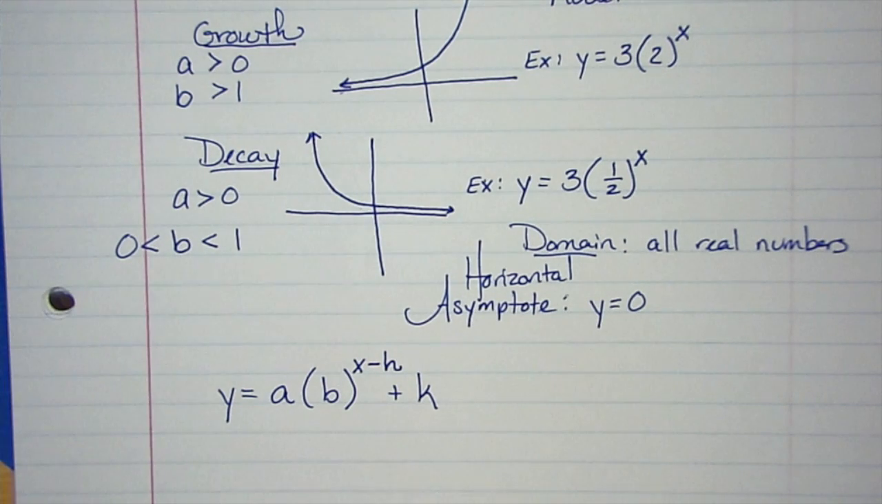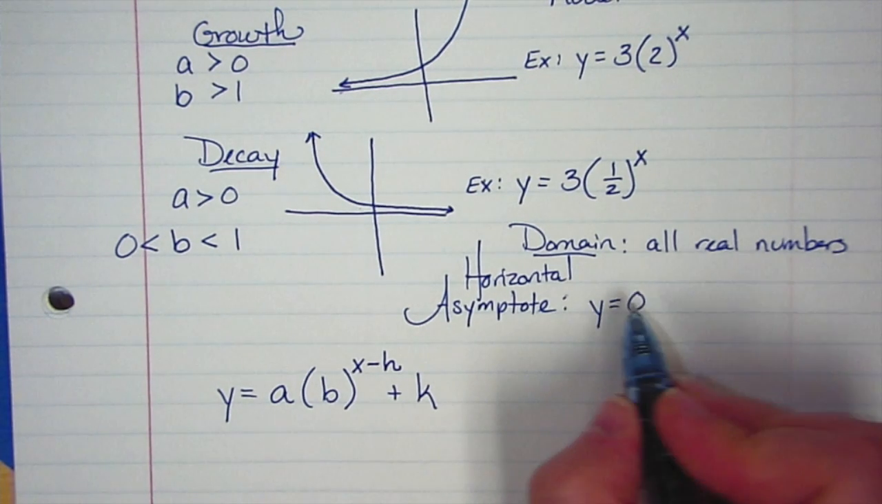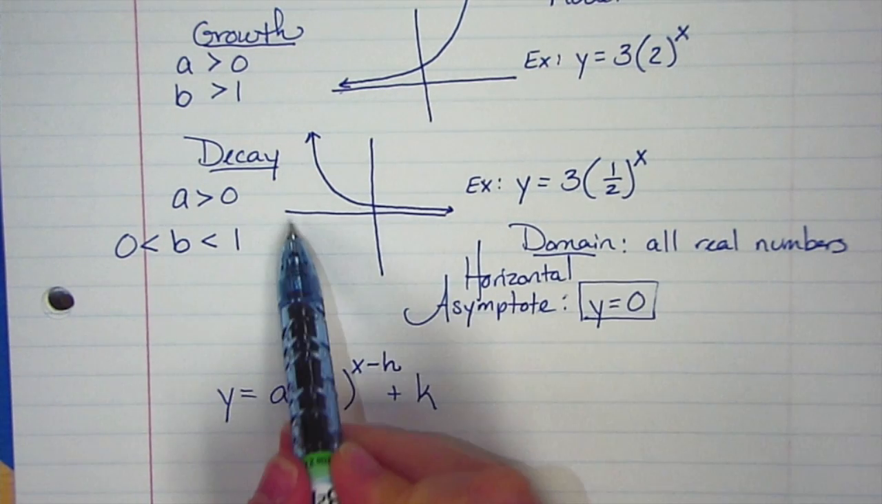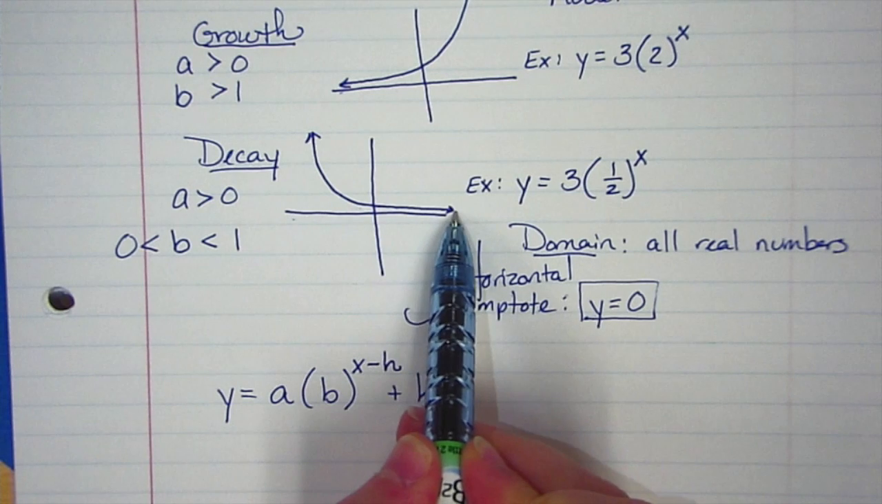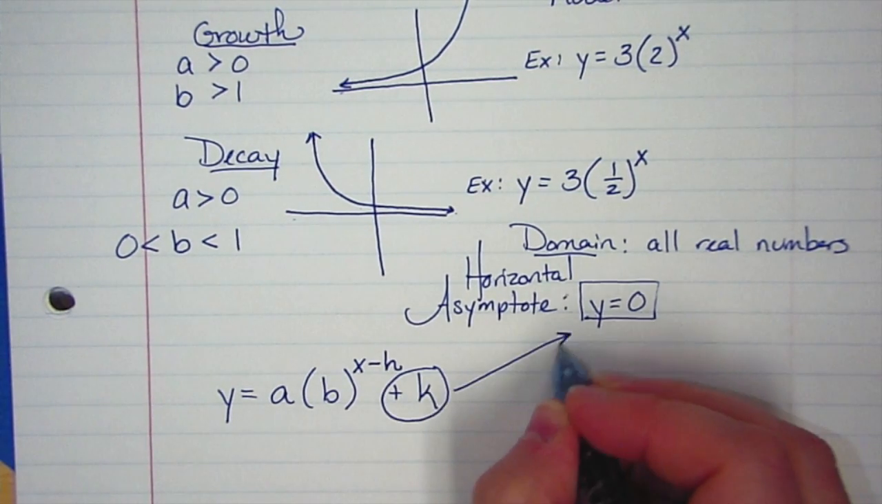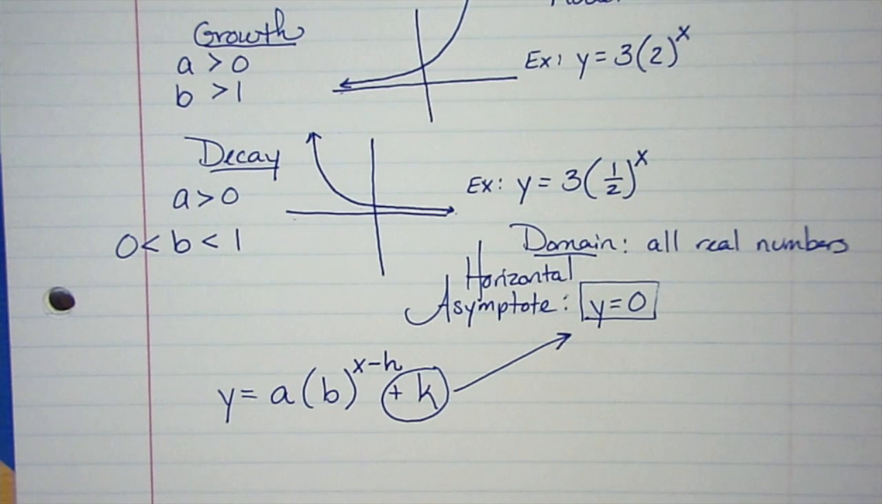So an addition there would be a translation of the graph up, and a subtraction there would move the graph down. Now, a special note. Notice how the parent function has a horizontal asymptote at y equals 0. That's this line right here. K has the power to change that horizontal asymptote.